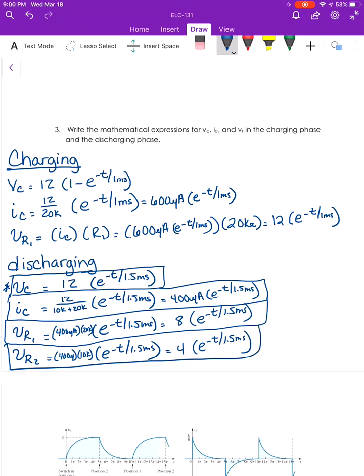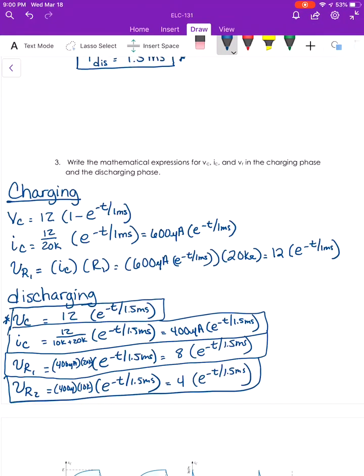Okay, so if we wanted to, for instance, the charging phase would happen from 0 seconds to about 5 milliseconds, because our tau is 1 millisecond. And remember that it takes about 5 time constants to get to that fully charged state. And then let's say right at the 5 milliseconds we switch to position 2. So that might be 5 milliseconds to whatever 5 milliseconds plus 7.5 milliseconds is.